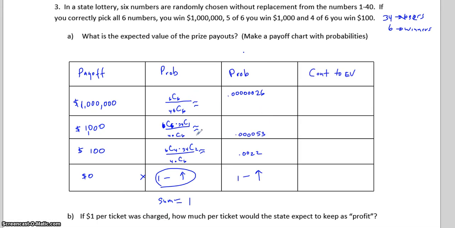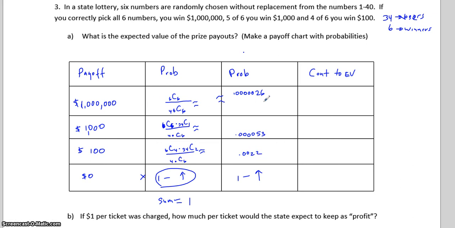Okay, when you actually compute these on a calculator, this is a lottery, so it shouldn't surprise you that these numbers are going to be extremely small. So 6C6 over 40C6 turns out to be 0.000000 with a 26 after it, and that's still just an approximation, but we'll get the idea. And then for 6C5 times 34C1 over 40C6, that's 0.0000 and then a 53. Definitely more likely than the top one. And then the $100 prize is 0.0022.